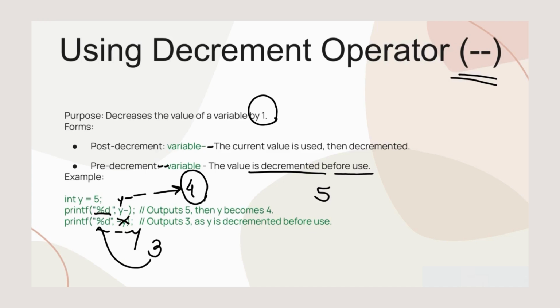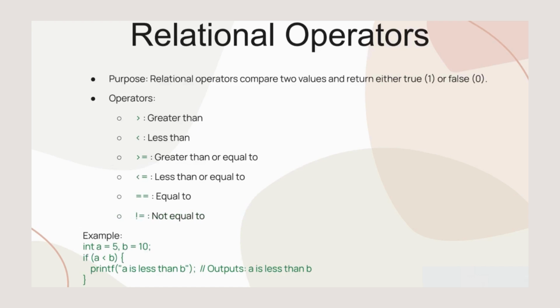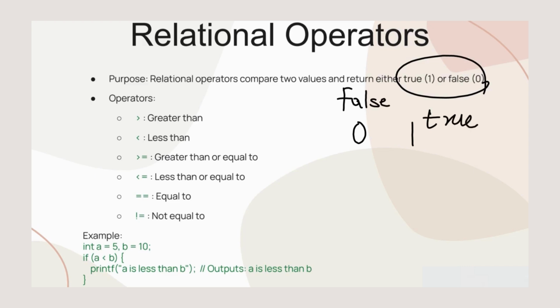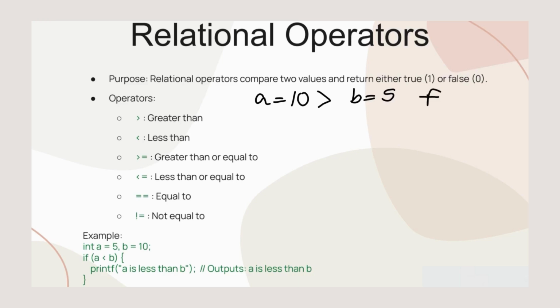Usually these incrementations and decrementations are used in loops. We are going to see that in further chapters. Moving ahead to relational operators. Relational operators are usually used to compare two values and return only the Boolean state of it, which is either 0 or 1, either false or true. So if it is returning 0, it means the state is false, and if it is returning 1, it says the state is true. Now let us see the different types of relational operators.